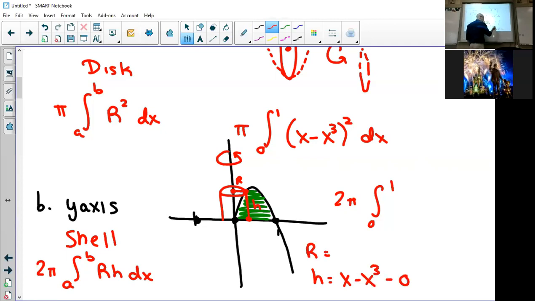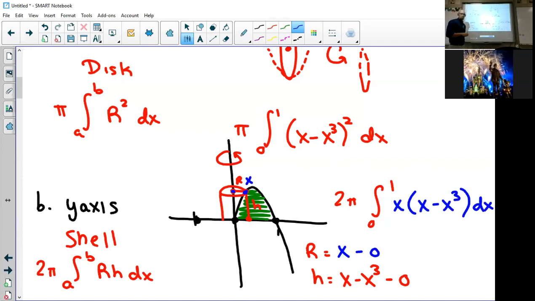Now r, you have to be careful with. That point on our graph we call x. So we're going to do right minus left for r this time. Right minus left is x minus 0, because our left point is actually on the y-axis, which is x equals 0. Putting this together, this is going to be x times (x minus x cubed) dx. And that's it, there's our setup. This would be a nice, easy one to evaluate. We could just distribute and then integrate.